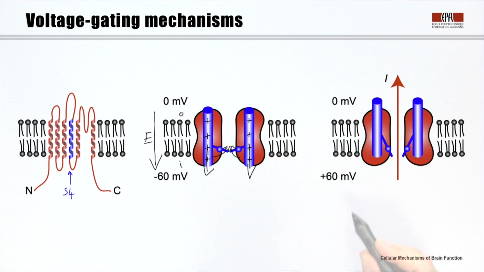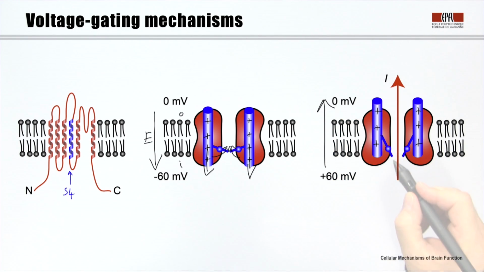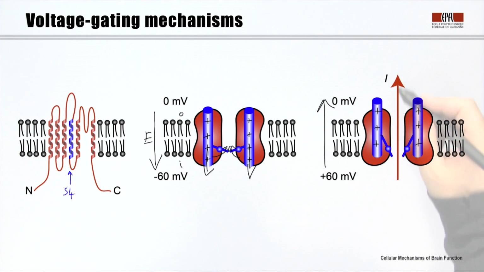If, on the other hand, we switch to a positive membrane potential, the positive charges on the S4 voltage sensing region are moved out in the electric field. They act upon the voltage gate of the ion channel, open it, and allow for ions to flux when the ion channel opens and closes in its random stochastic manner.